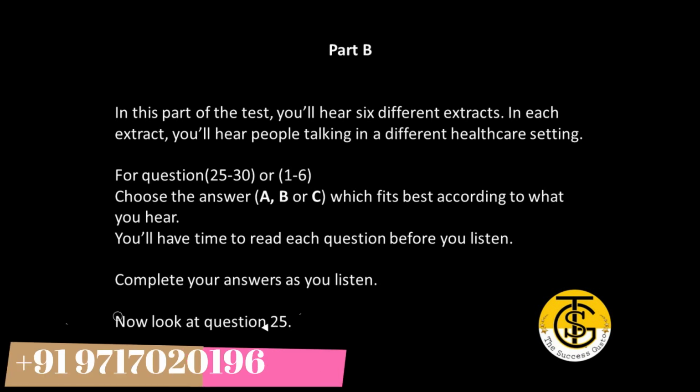Part B. In this part of the test, you'll hear 6 different extracts. In each extract, you will hear people talking in a different healthcare setting. For questions 1 to 6, choose the answer A, B, or C, which fits best according to what you hear. You will have time to read each question before you listen. Complete your answers as you listen.